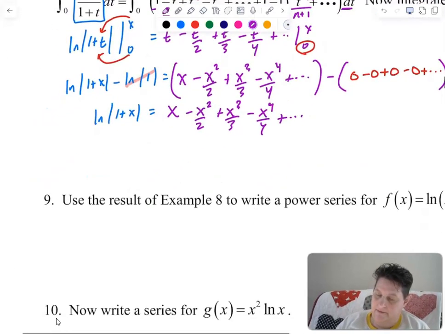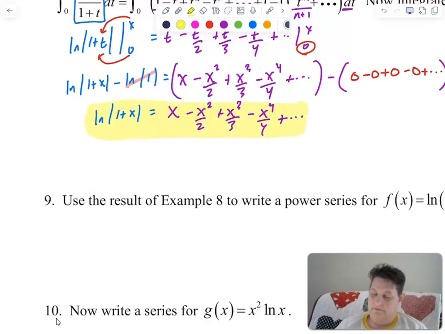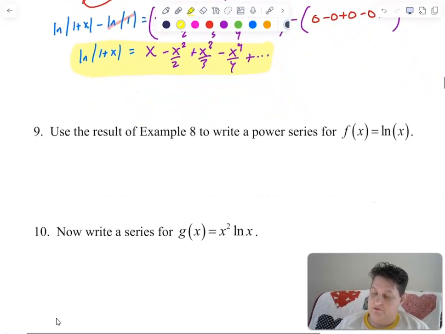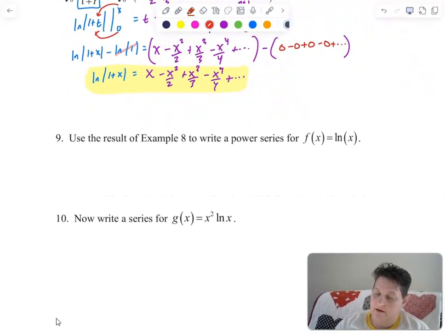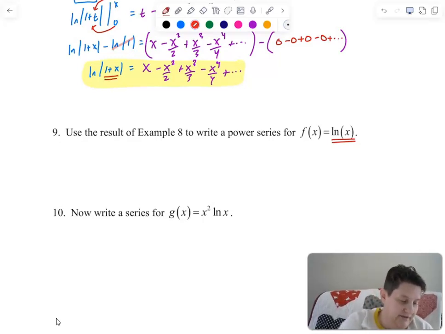Okay, so now I came up with this equation here, that the ln of 1 plus x can be approximated with that series. Now, this is saying use the result of example 8 to write a power series for just ln of x. This is ln of 1 plus x, so how am I going to change that around? Got to be a little tricky here.